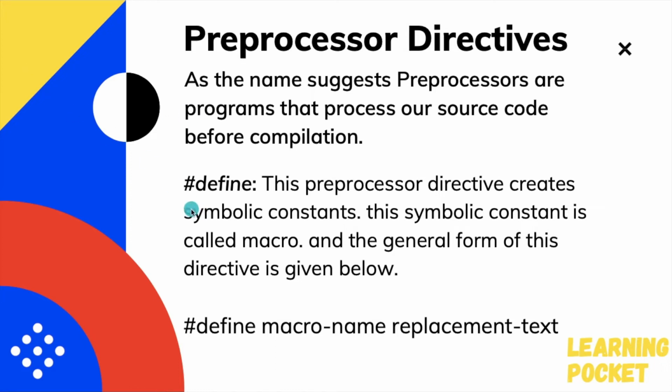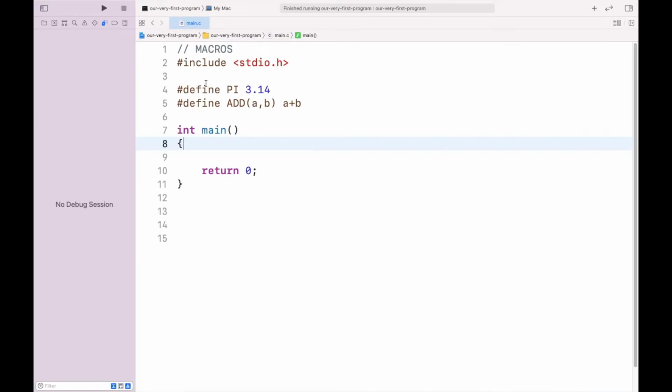We are going to particularly talk about the hash define preprocessor directive. This preprocessor directive creates a symbolic constant. This symbolic constant is called a macro, and the general form of this directive is given below. This is the syntax of using the hash define preprocessor directive, and this is the program we are going to talk about.